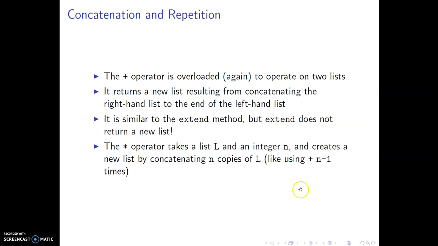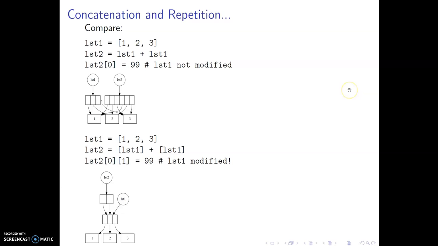Also, the asterisk operator takes the list L and an integer N, and then it creates a new list by copying L using that plus operator N-1 times. So it's just going to repeat. It's like rep or replication in R. So let's take a look at some and talk through these examples.